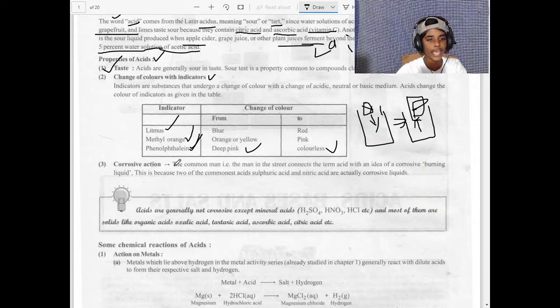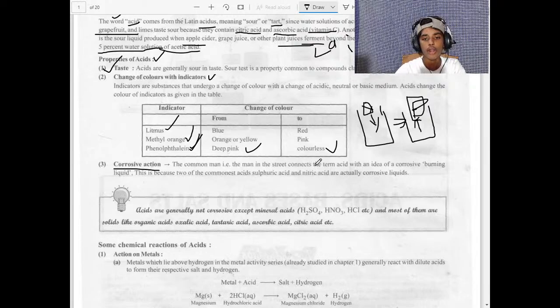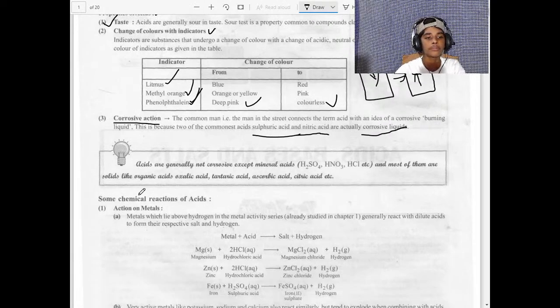And next, corrosive action. The common man in the street connects the term acid with an idea of a corrosive burning liquid. This is because of the two commonest acids, sulfuric and nitric acid, which are actually corrosive liquids.